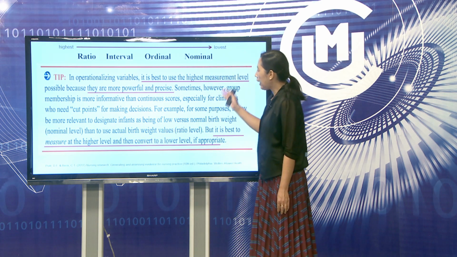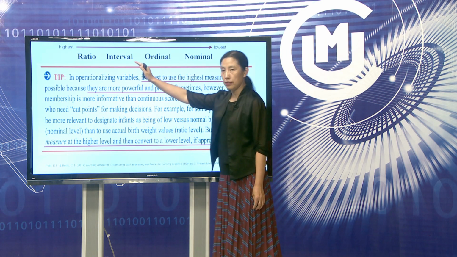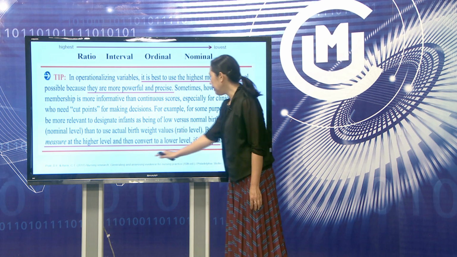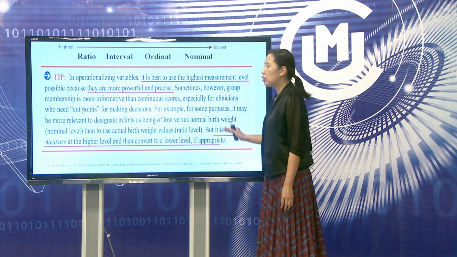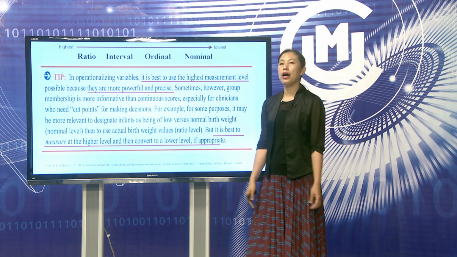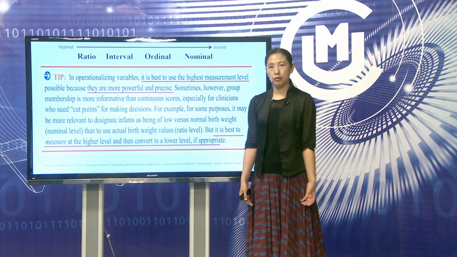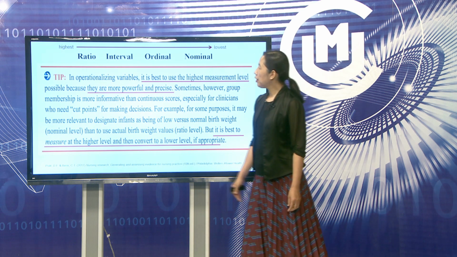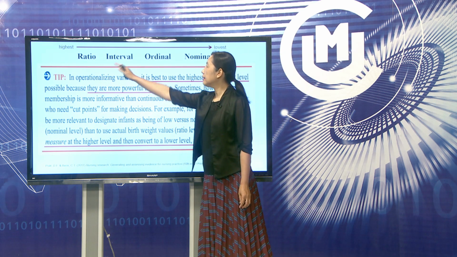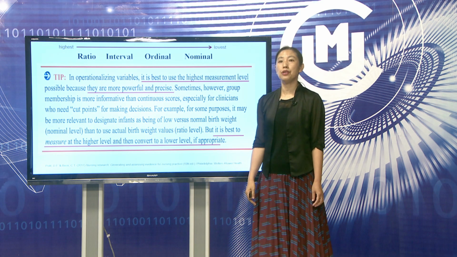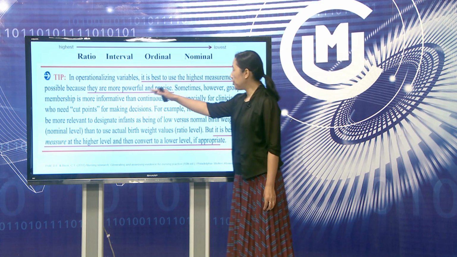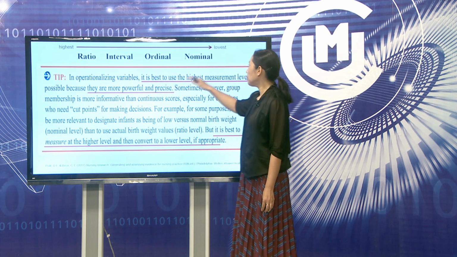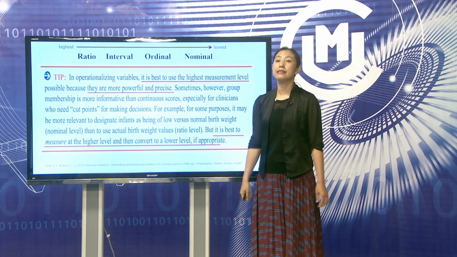That means you get the data at the highest level, then you convert to a lower level if appropriate. So just try to remember, when you do the data collection, try to collect data at the highest level, such as ratio level or interval level, and then you can change this data to a lower level if it is needed.